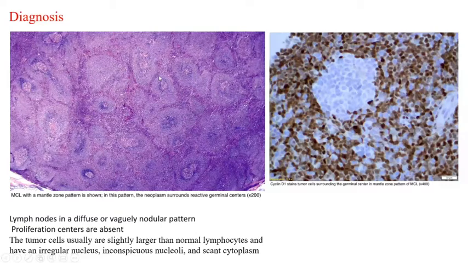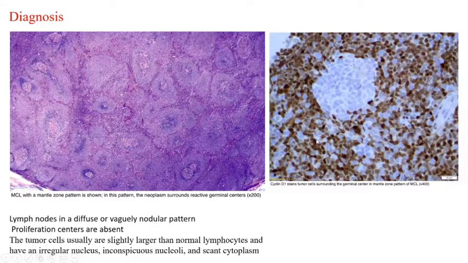So there will be expansion of the mantle zone by lymphoma cells, and there will also be diffuse distortion of the lymph node, and the whole of the lymphoid follicle will be replaced by nodules, which will show mantle zone expansion. The individual cells are moderately larger than lymphocytes, and they will have a moderate amount of cytoplasm. This is cyclin D1 immunohistochemistry. All the cells are proliferating, so there will be 100% expression of cyclin D1.